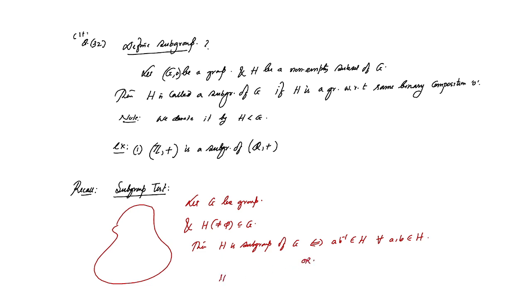Or we can say H is a subgroup of G if and only if A B belongs to H for all A, B belonging to H, and A inverse belongs to H for all A belonging to H. So this is called the two-step subgroup test, and the previous one is the one-step subgroup test.